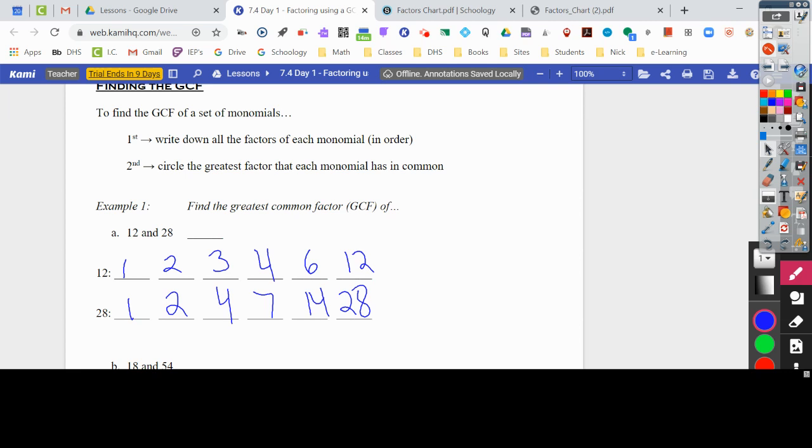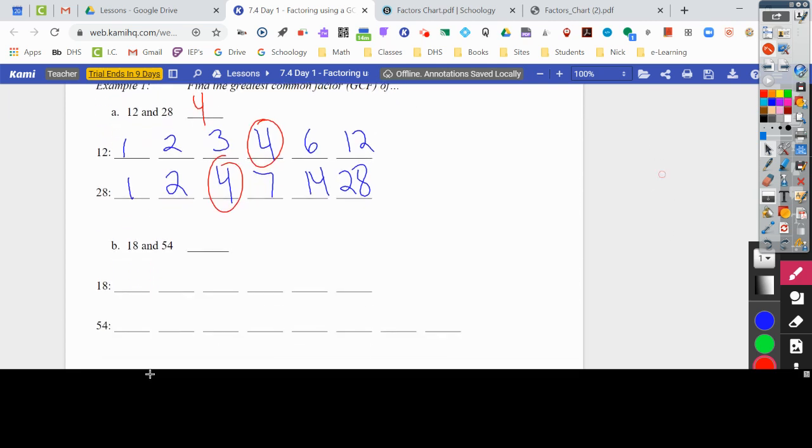So after we list all these out, we're going to scan both of these rows and find the greatest one in common, or the biggest number that's in common between 12 and 28. And we can see that 1's in common, 2's in common, and this 4 is in common. And 4 is the greatest one in common, so 4 is going to be my GCF. That's not too bad, just listing some numbers out.